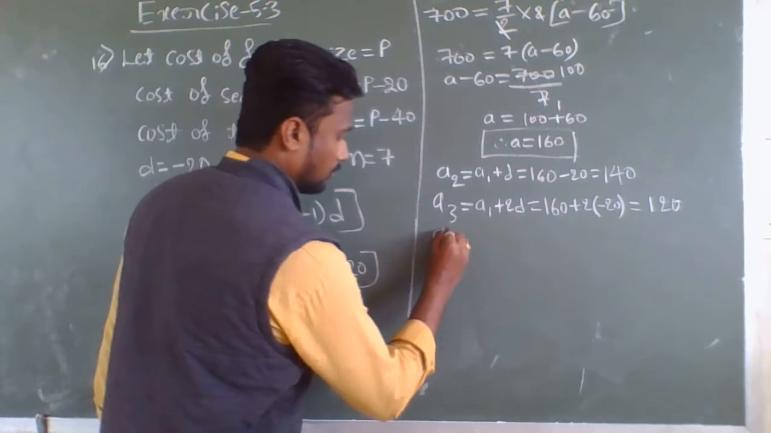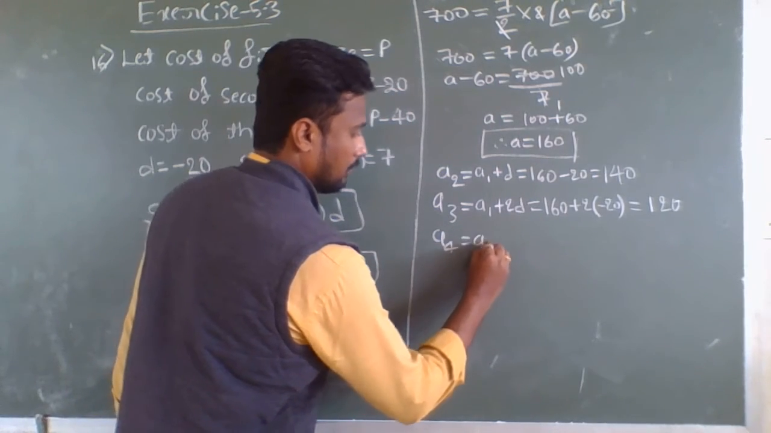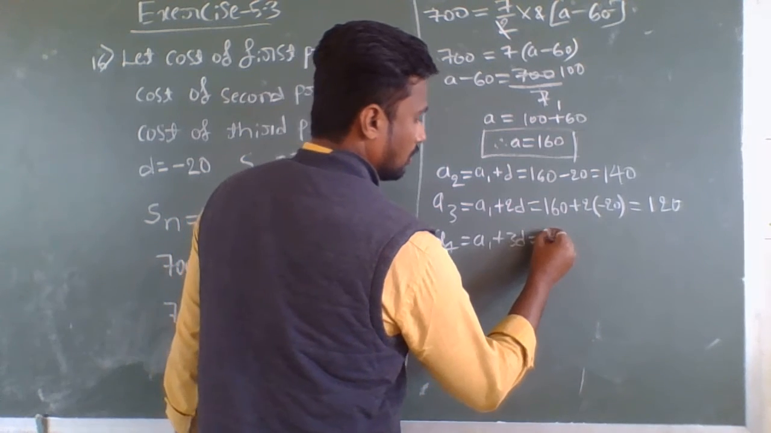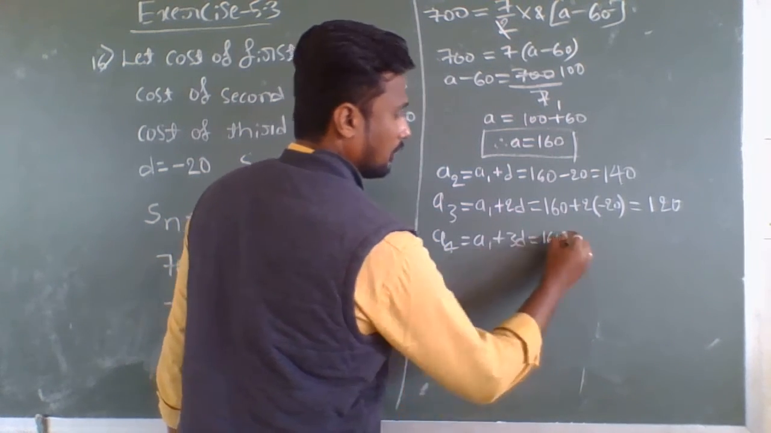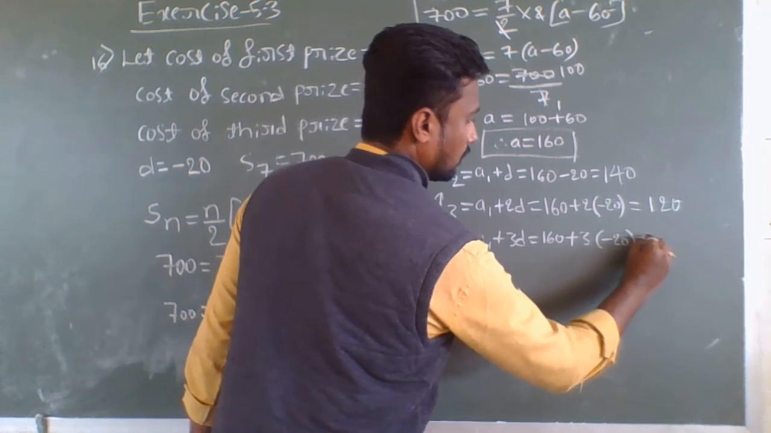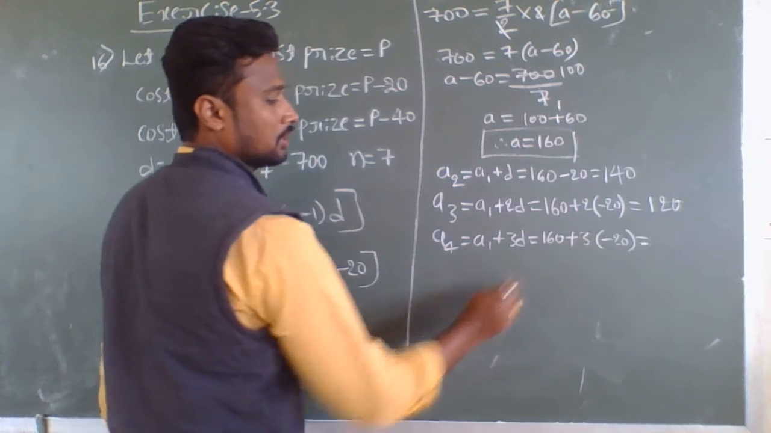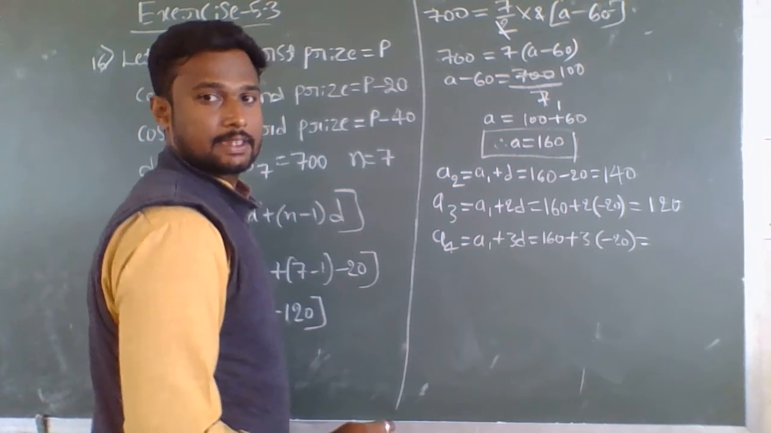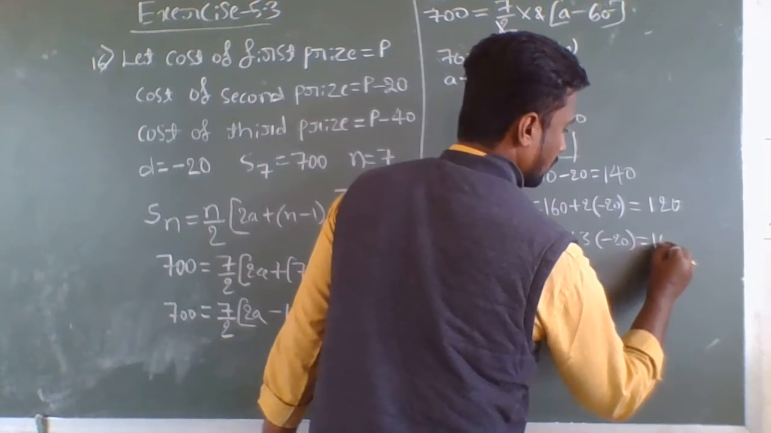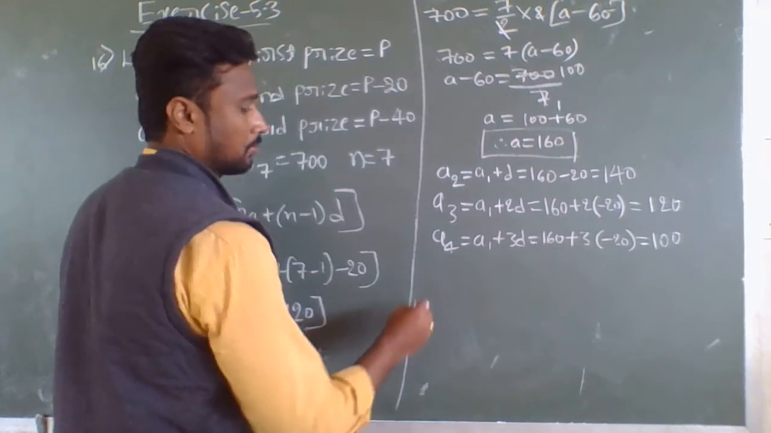Like this, a4 is equal to a1 plus 3b, which is equal to 160, the a1 value, plus 3 into d value. d value is minus 20. Therefore minus 20 into 3 means minus 60. 160 minus 60 means 100. This is the fourth price.